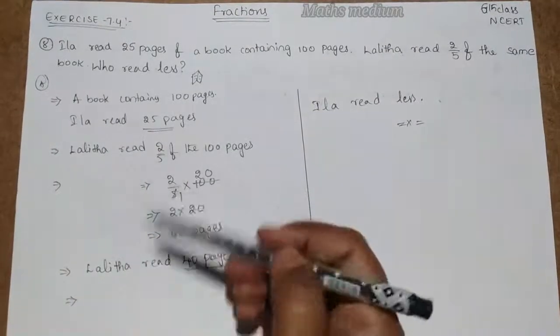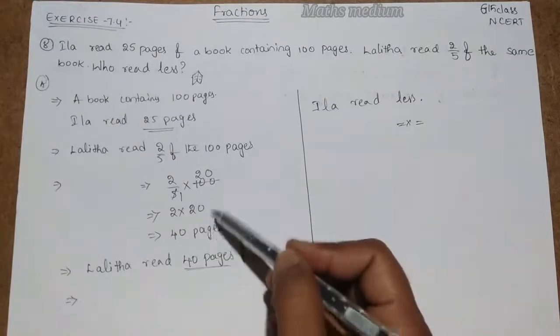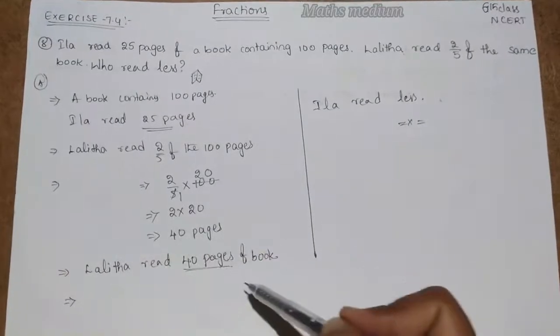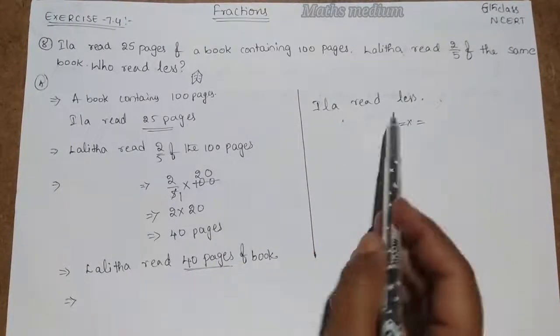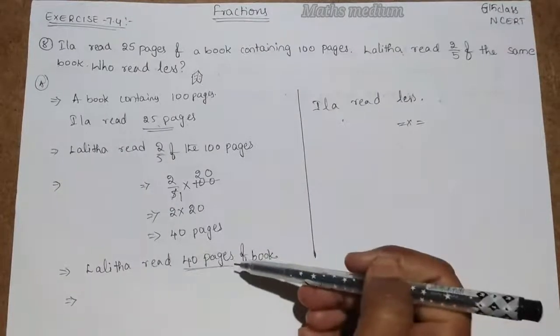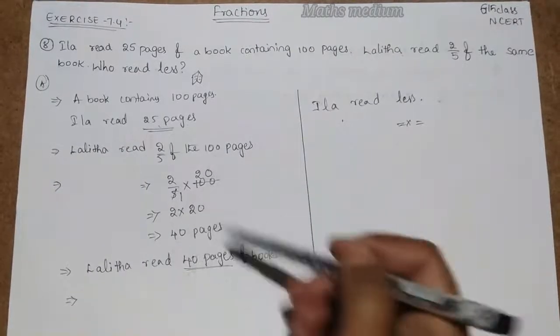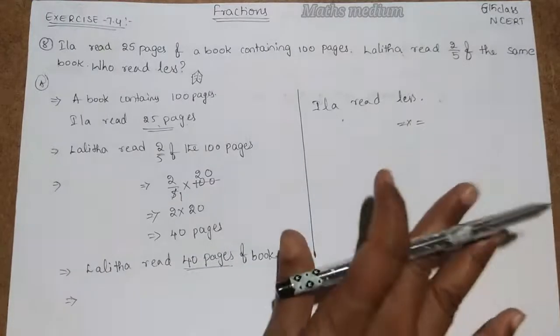Here they gave the question in the form of a matter. Then we will convert it into fractions. Do the simple steps for solving the question, then we will get the answer easily. By comparing Ila and Lalita, we get the answer. Ila read less because Ila reads 25 pages of the book, but Lalita read 40 pages. So it is easy to define who read less. So Ila read less. This is the answer to this question.